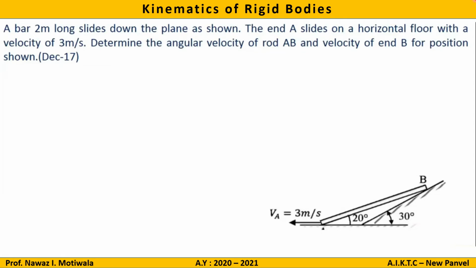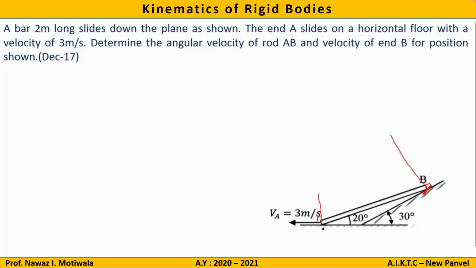Now, what is our first step? Our first step is to find out ICR by drawing perpendiculars to the velocity. At point A, it is quite obvious that as A is moving towards the left side in horizontal direction, the perpendicular to it will be in this direction. And point B is sliding on this particular surface, so if I draw a perpendicular to it, it will be somewhat like this.